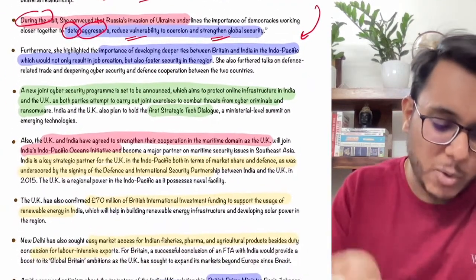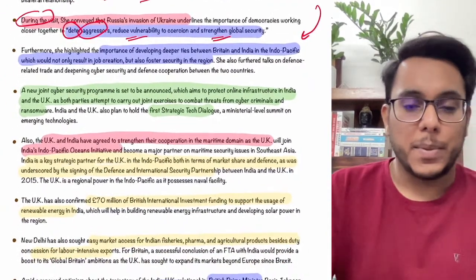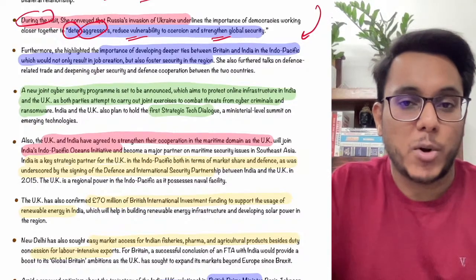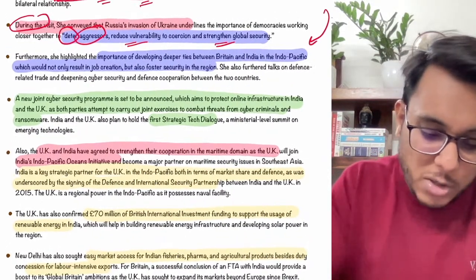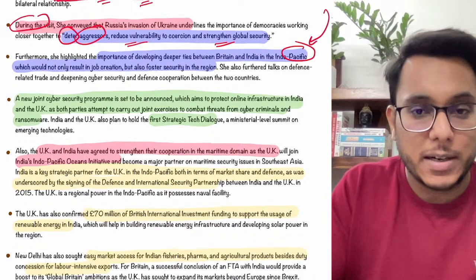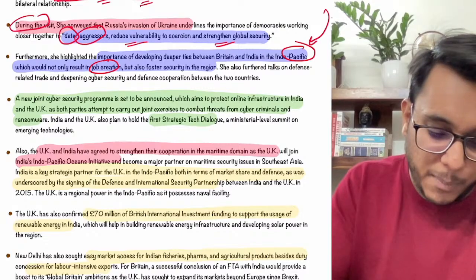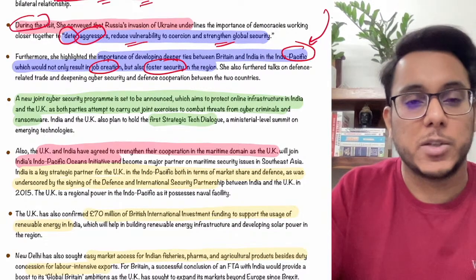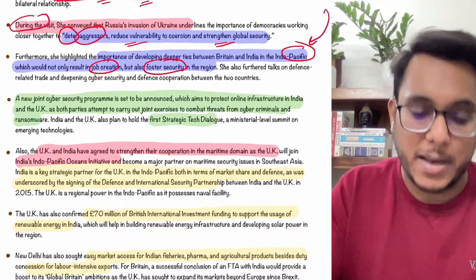Now understand this particular thing, guys, that the UK happens to be a very important partner. Why? Because of the Indo-Pacific strategy. Both countries can actually create jobs and provide security for the Indo-Pacific. So the coming together of the two countries is very important.